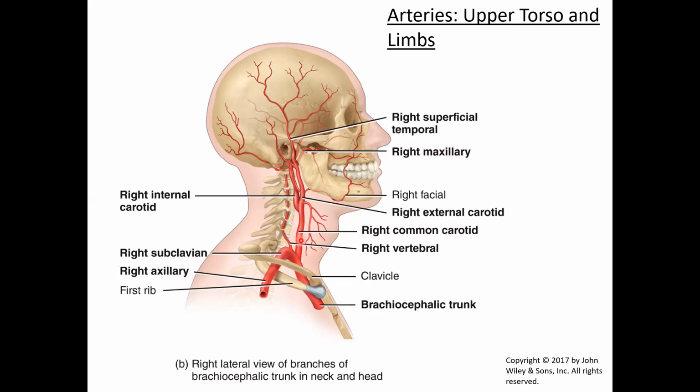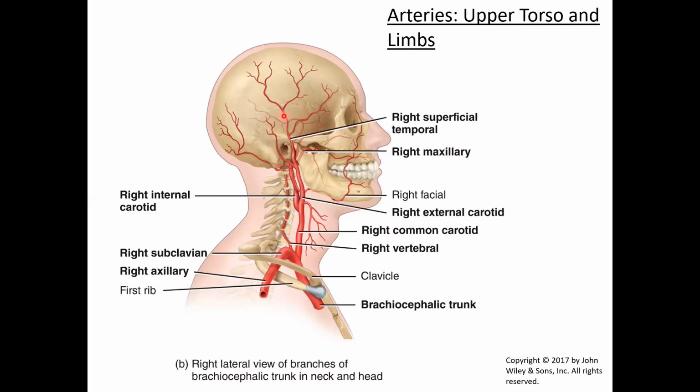So for example, if we were following a drop of blood from the brachiocephalic trunk up to the scalp, your path would be brachiocephalic trunk, right common carotid artery, you do have to say right or left, right external carotid artery, right superficial temporal artery, okay?